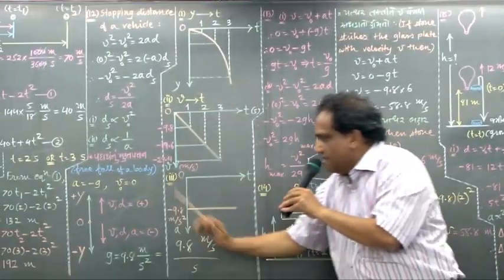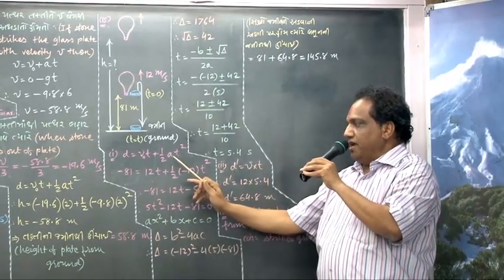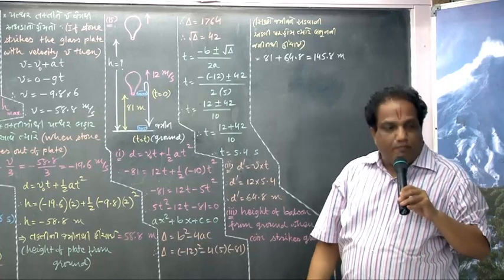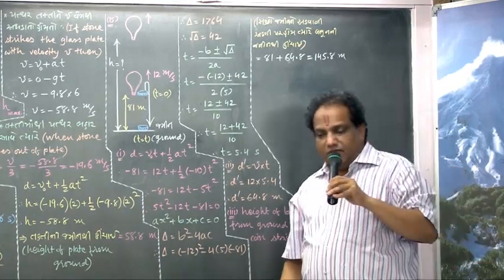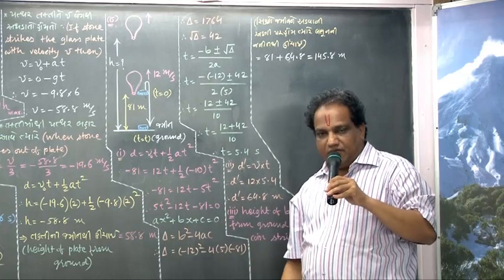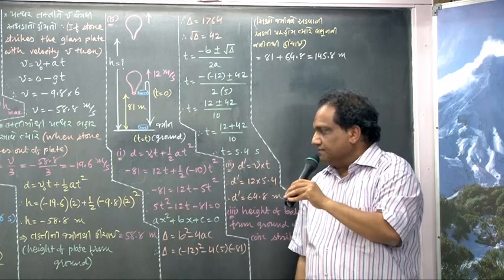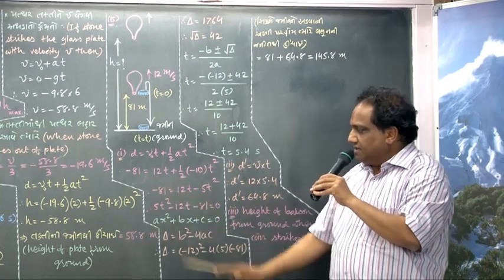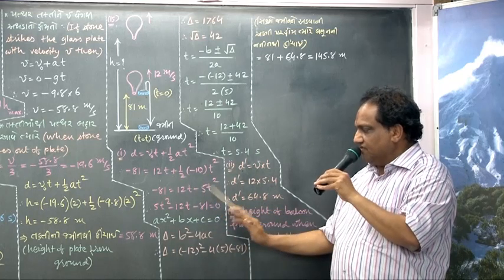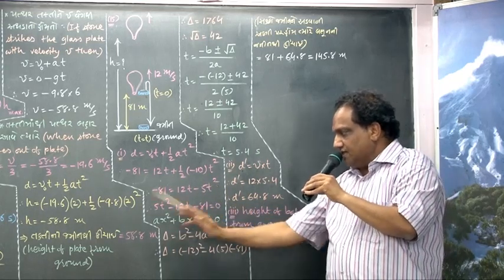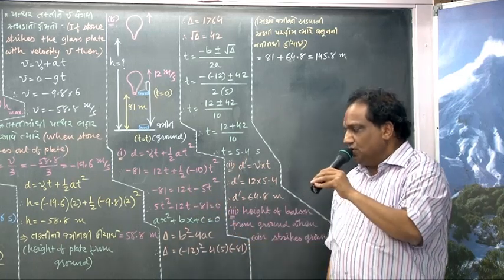Into t plus 1 by 2 into a. What is a? Minus g. And they have given the g value, 10 meter per second square. Then I should write minus 10 into t square. Minus 81 as it is, 12t as it is, plus minus 10 upon 2, that is minus 5t square. Transfer this also: 5t square minus 12t minus 81 equals 0.